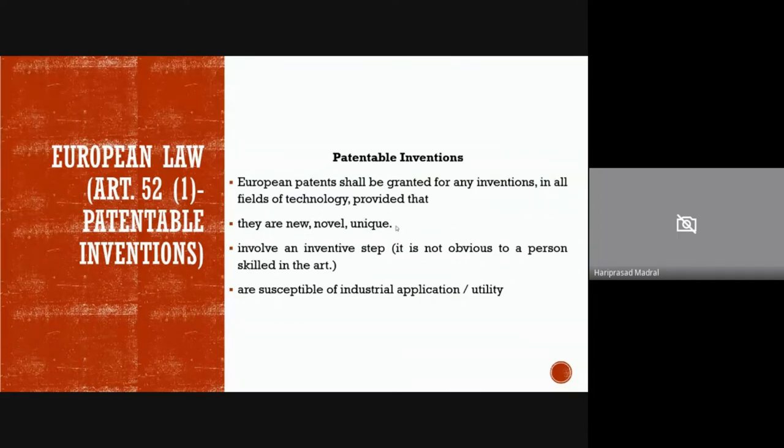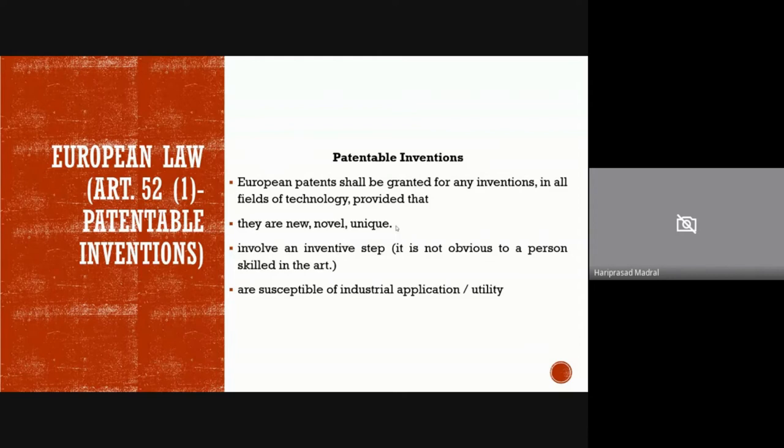So according to Article 52, Section 1, the criteria or the definition of a patentable invention is similar to the US scenario, where European patents will be granted based on the novelty and new features, or the novelty and new idea of the invention. Then there is an involvement of inventive step.